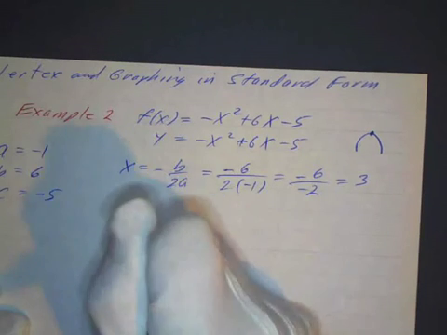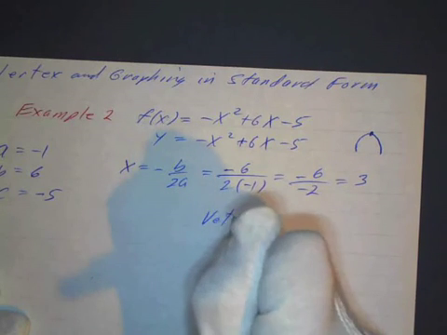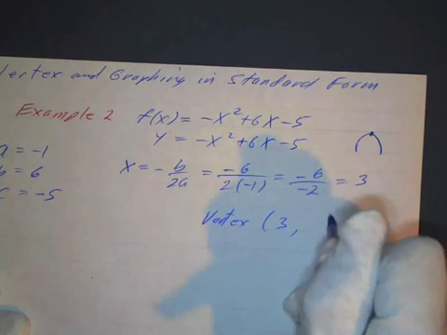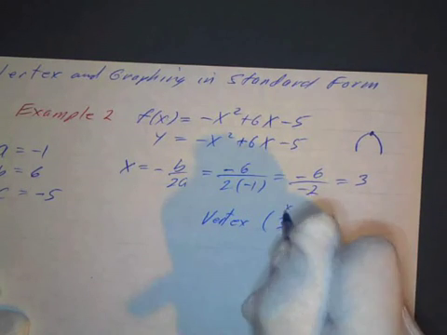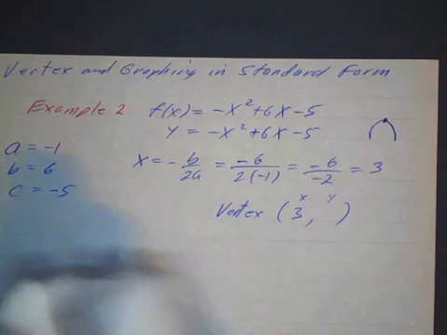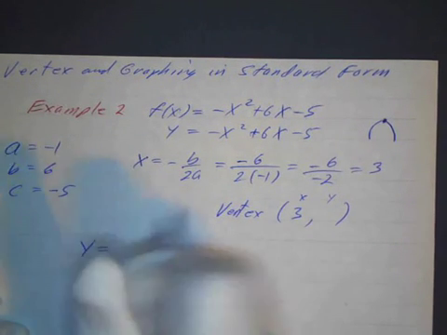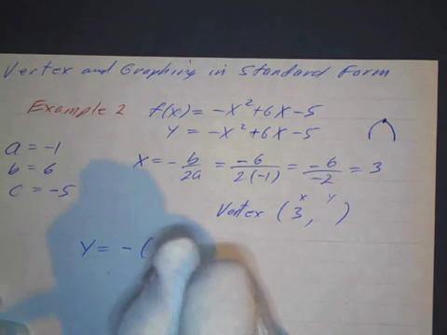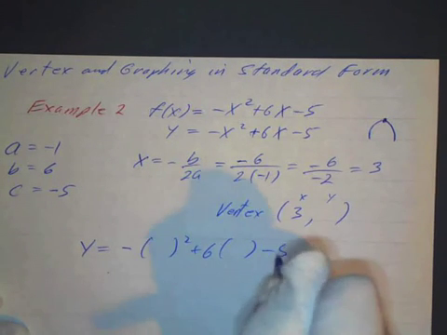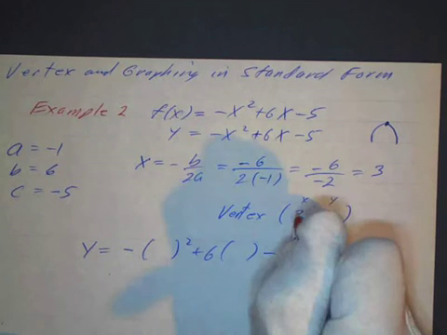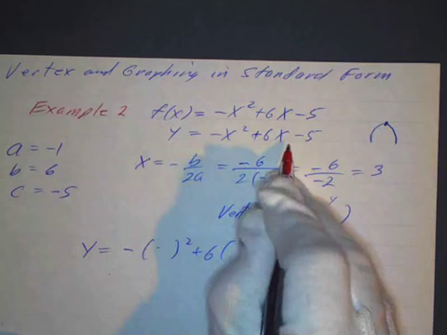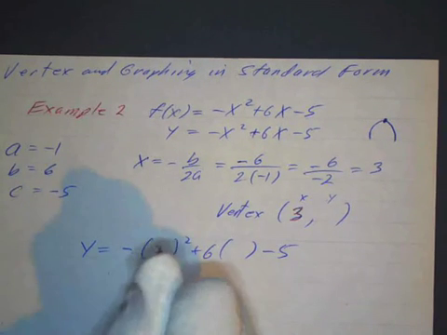So my vertex will be the point 3 something, or 3, f of 3. This is x, and this is the y. And remember, the y is going to be this. So my y will equal negative something squared plus 6 times that something minus 5. This should be in red so we can show our substitution. So this is the x value, and I put the x value in the y. This gives me the y, whatever that is.